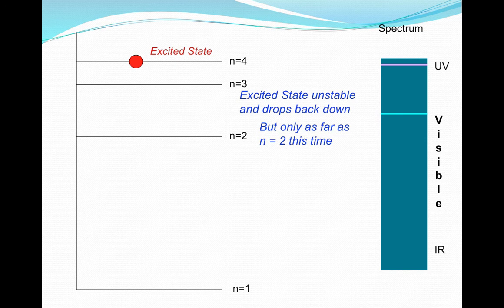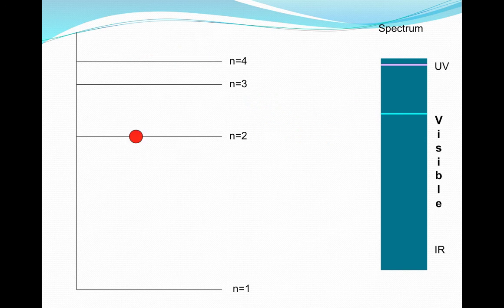Okay? It may fall all the way, so it could fall from here down to ground state. It could fall just that little bit. It could fall, as in this example, from N4 down to N2. The difference between them is a difference in energy level, and that energy is going to correspond to a specific wavelength of light.